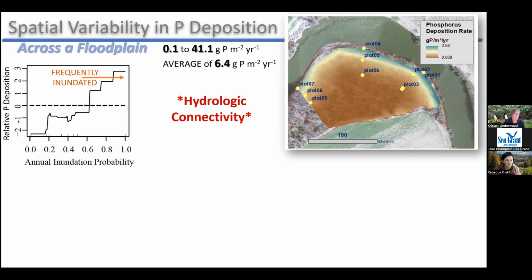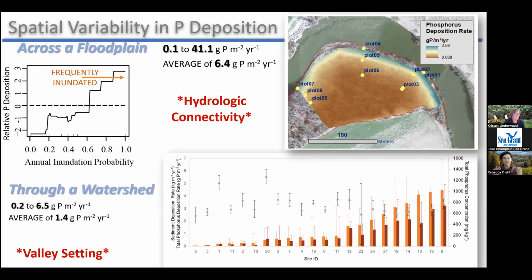And then this is kind of hard to read, but basically this dashed line, you can think of as an average measured deposition rate. And so as you increase the frequency of inundation, you can see we jump above that average line and we get significantly higher deposition rates. And so the moral of the story here is that locally, what's really driving the bus on that variability is this hydrologic connectivity. How close is it to floodwaters? How frequently is it inundated?